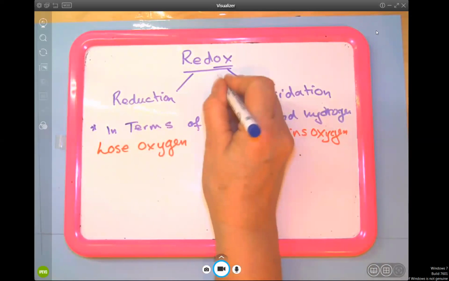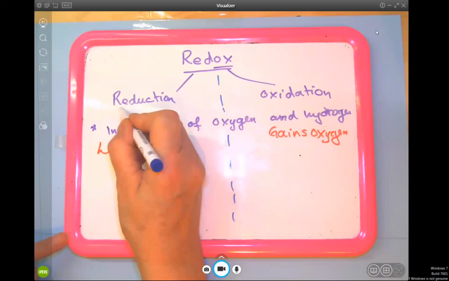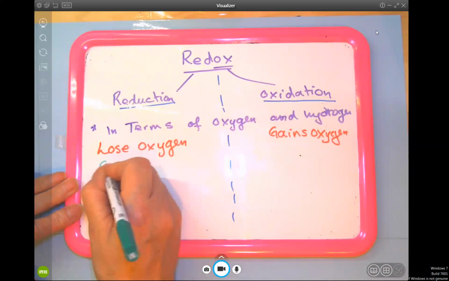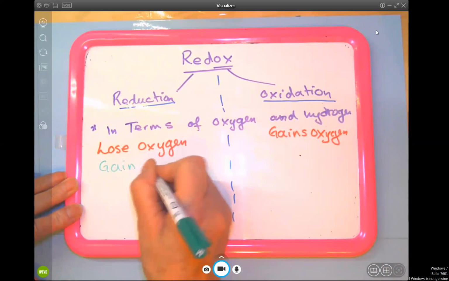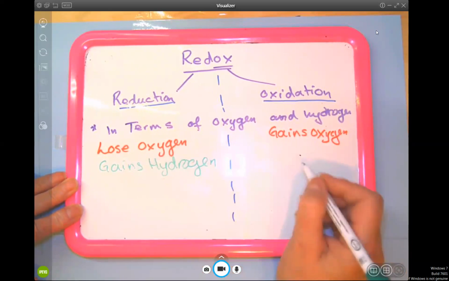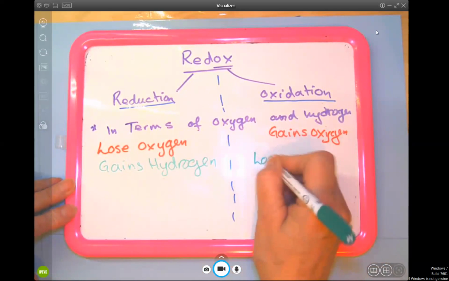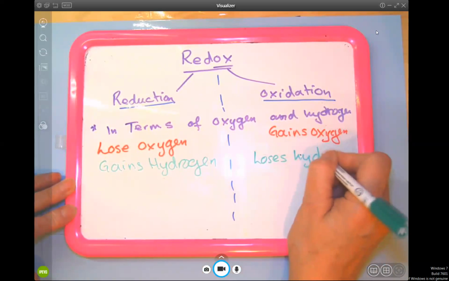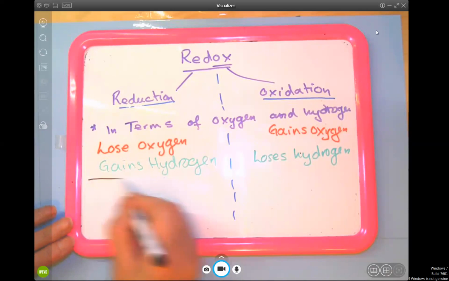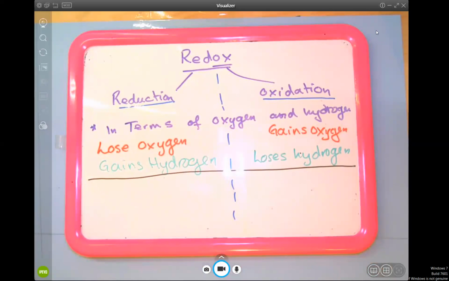Okay, I'll just separate those. Now if we describe it in terms of hydrogen, if something gains hydrogen, we call it reduction. Conversely, if it loses hydrogen, it's oxidation.